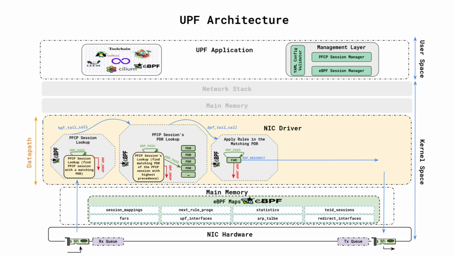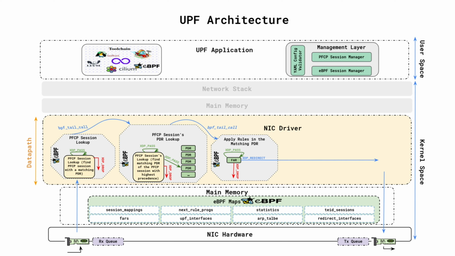This figure represents the OpenAirInterface design and implementation of the 5G UPF. It consists of two distinct layers: the management layer and the data path layer. 1. Management layer. Enclosed within the user space. It operates as a core library implementing the 3GPP specifications.